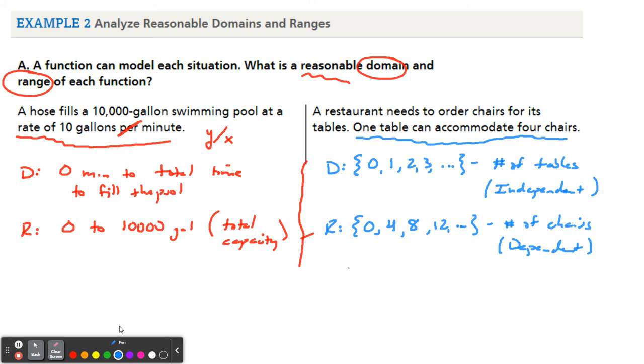Dependent variable. And of course, the dots mean you keep going, and you would stop at the table capacity for the restaurant. Right? So you can't overfill the restaurant with tables. Cool. All right, so again, that's talking about domain and range for real-life situations. Very important when we do word problems to think about that.